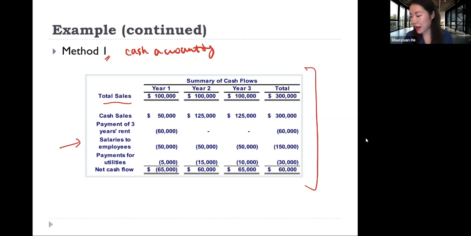Whenever we receive cash, 50,000, even though the firm is making a 100,000 sale in the first year, because it only received 50,000, it just records 50,000. And even though the rent each year is 20,000, because it is all paid out in the first year, the firm needs to record a 60,000 cash payment in the first year. So it is all based on cash receipt and payment.